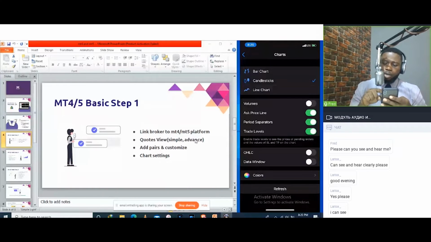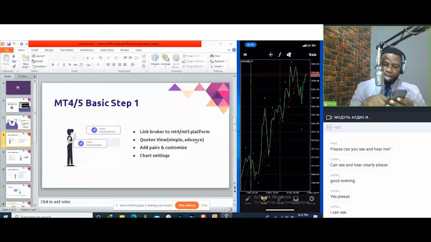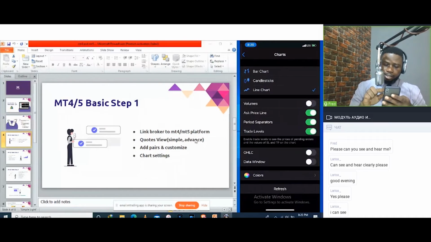So let's say right now the default is on candlesticks. Let's choose line. So I just clicked line charts. So let's go back and see. So you see right here, now we have a line chart. Most traders do not like using the line chart because you can't see the opening and closing price of the currency. So let's go back in settings and choose the candlestick again.